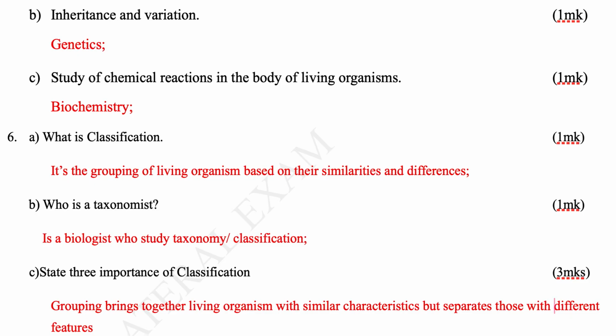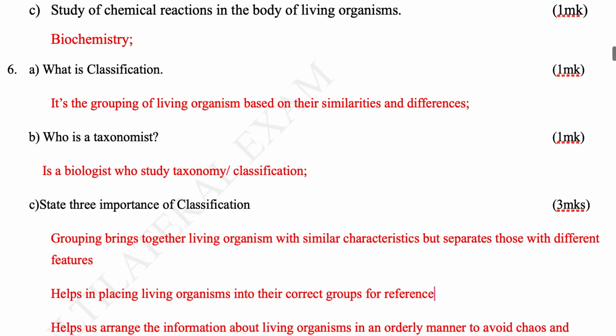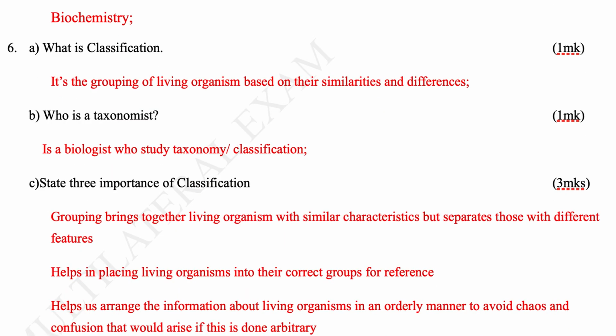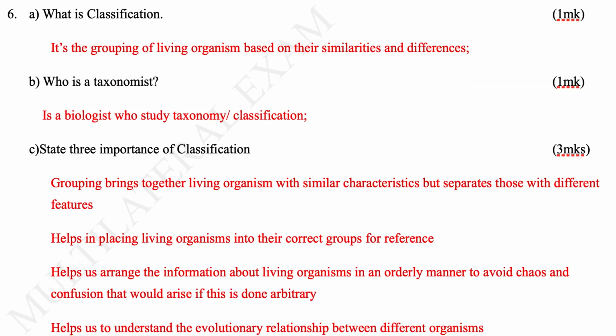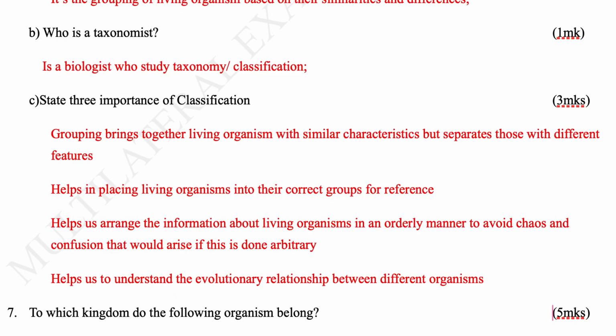Grouping brings together living organisms with similar characteristics but separates those with different features. Helps in placing living organisms into their correct groups for reference. Helps us arrange the information about living organisms in an orderly manner to avoid chaos and confusion that would arise if this is done arbitrarily. Helps us to understand the evolutionary relationship between different organisms.